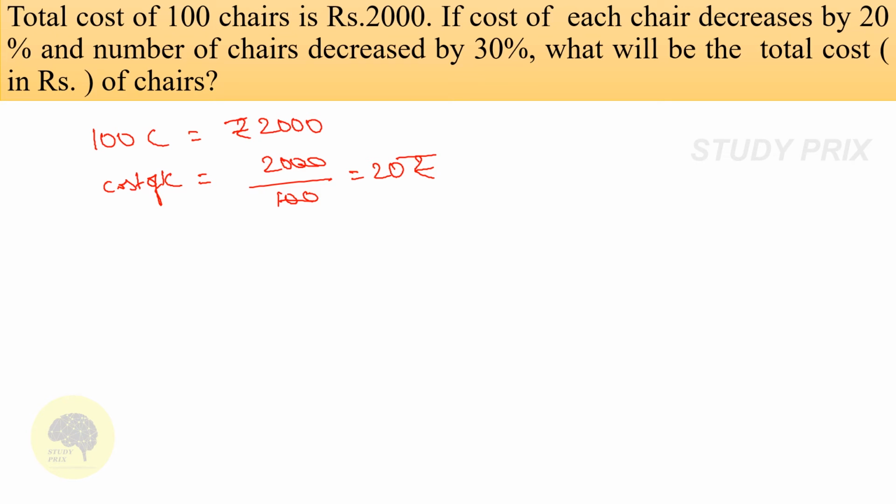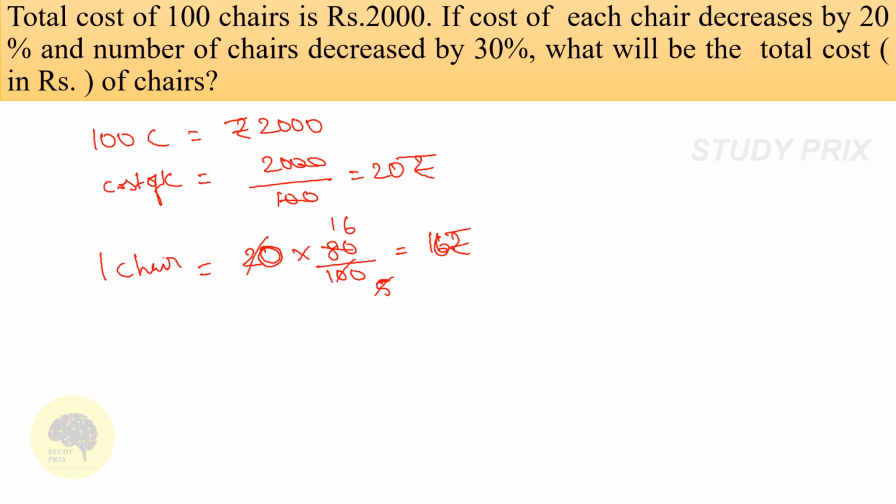And the question is stated that if cost of each chair decreases by 20%, total cost for one chair is 20 rupees. It is decreased by 20%. Therefore, we will get 80% of the cost of the chair. 80 divided by 100, 1 divided by 5, again divided by 1, 6. Therefore, the new cost of one chair is 16 rupees.